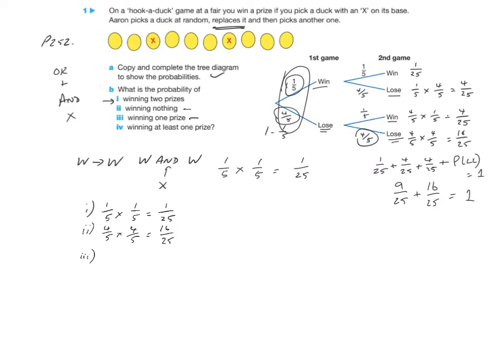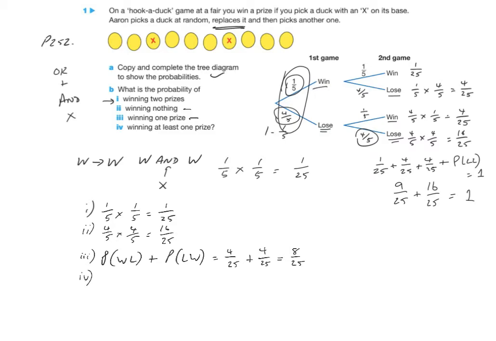Winning 1 prize. Now, this is something that you've got to be just a little bit careful of, because let's have a look. How many different ways can you just win 1 prize? Well, you've got probability of win, lose, or probability of lose, win, because that would have the outcome that you win once, which is what we want. Win, lose? Yeah, we know that is 4/25 plus 4/25. Well, that must equal, therefore, 8/25. So that's the probability of winning exactly 1 prize.